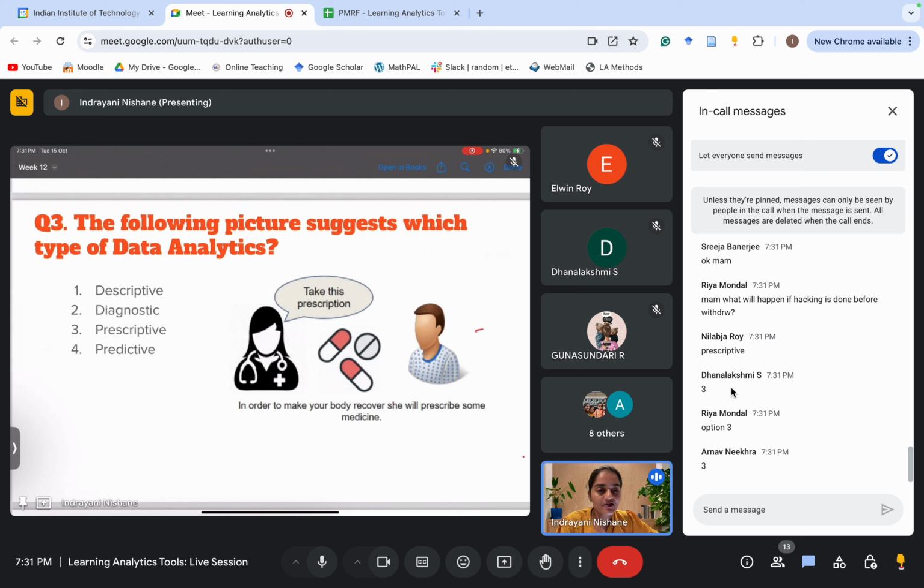Yeah, so Ria has a question. She is asking what will happen if hacking is done before withdrawal. Research ethics says that the researcher is supposed to take utmost care of the data which they have collected, and they have to prevent it from hackers.